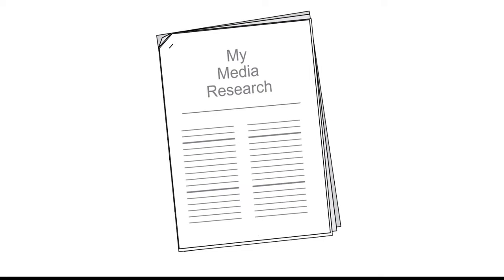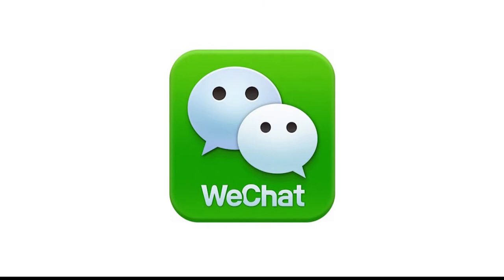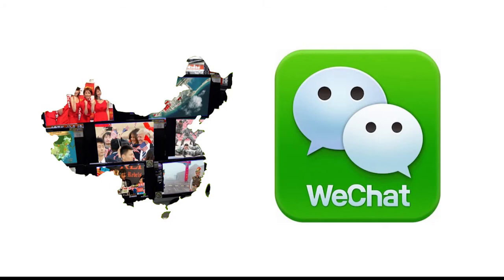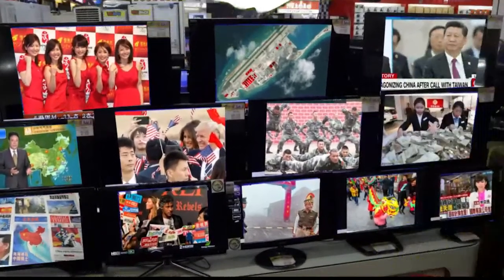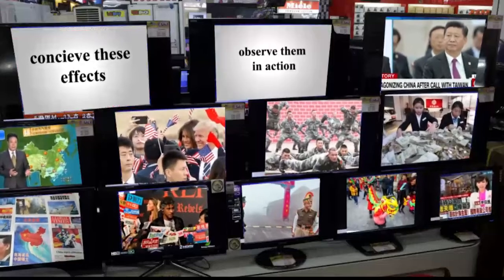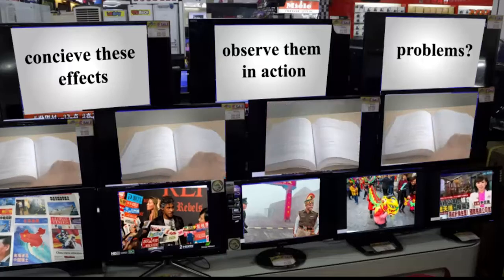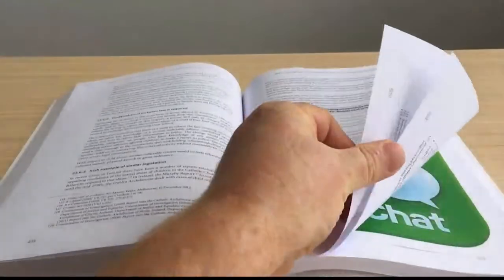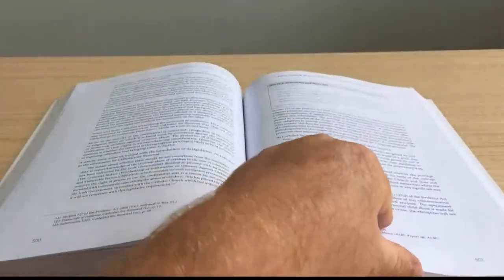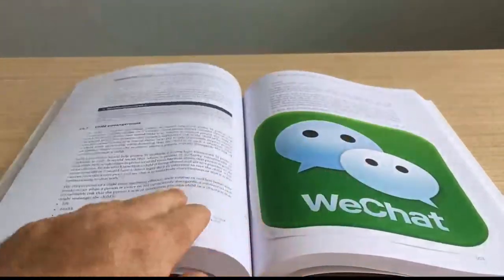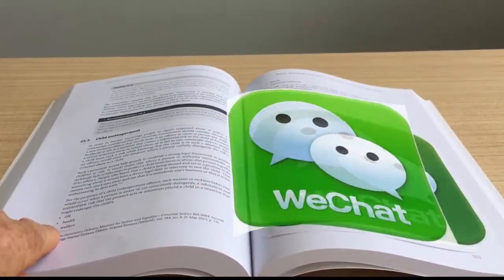To show you how the literature review process works, we're going to be using the example of WeChat. Most people know that WeChat has had a significant impact on China, so we know that it's probably a good topic to use when reflecting on how media affects society. But how can we conceive these effects and observe them in action? What problems are we likely to encounter? This is where a lit review comes in. By reading what other scholars have written about WeChat and the broader field of technology and society, we can get a clearer sense of what we need to know and how we can research the topic.